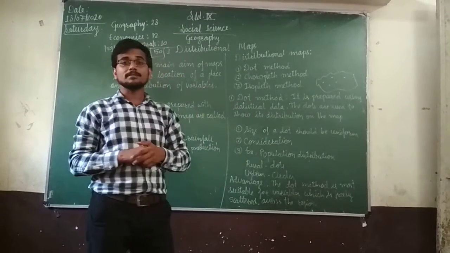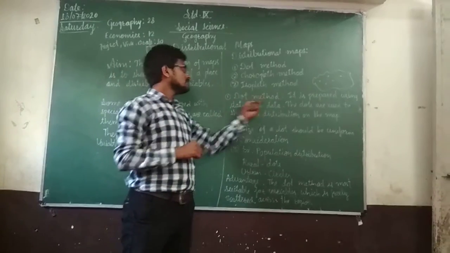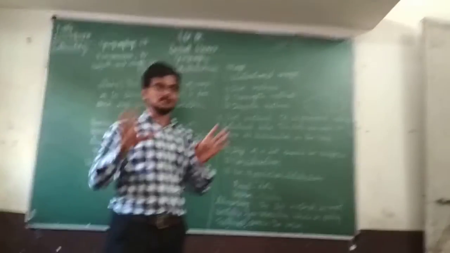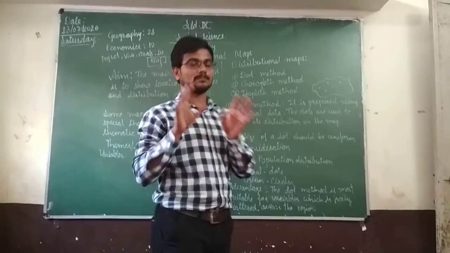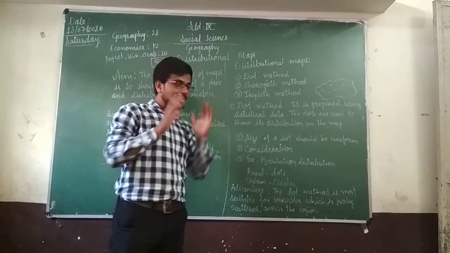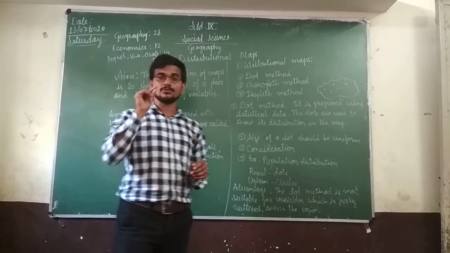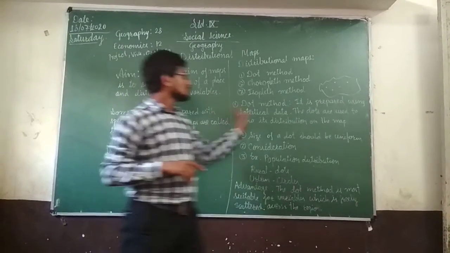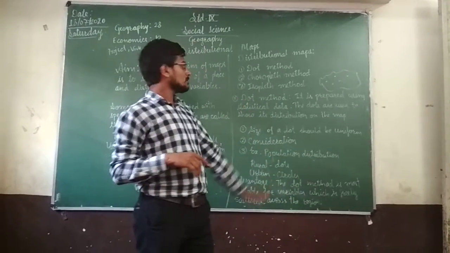Now what is the dot method? In that word, dot shows the brief notice or brief notification about this kind of method of maps. That means in that kind of maps we use what? Dots. We use dots. So let's take some information about the dot method.